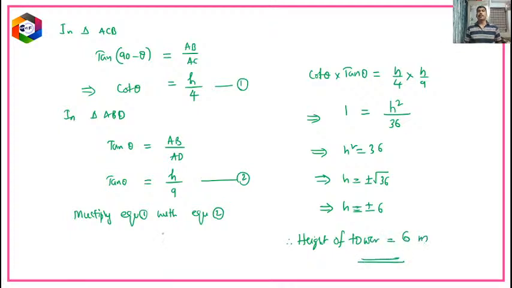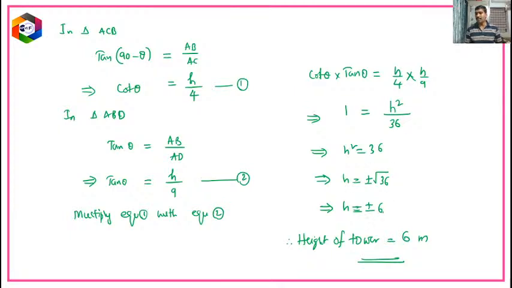That's all. It is a simple question only, but we won't get the values of cot theta and tan theta directly from one equation. Since cot and tan are reciprocals, I multiplied equation 1 with equation 2. So cot into tan will be equal to h by 4 into h by 9. Cot into tan is 1, h into h is h square, and 9 fours are 36. Upon cross multiplication, h square is equal to 36, h equals plus or minus root 36.